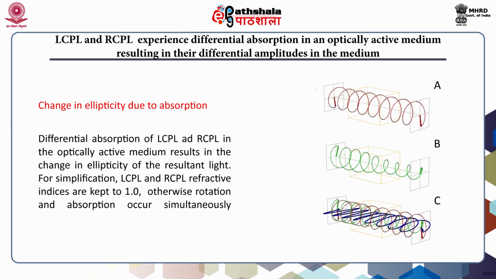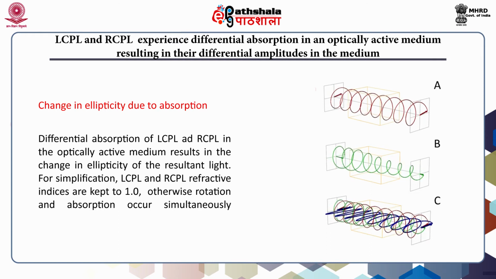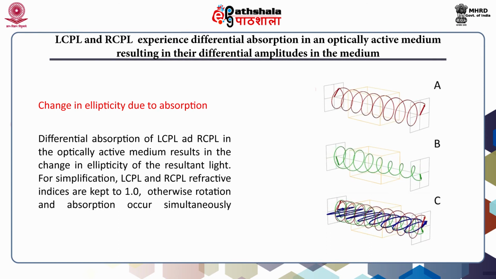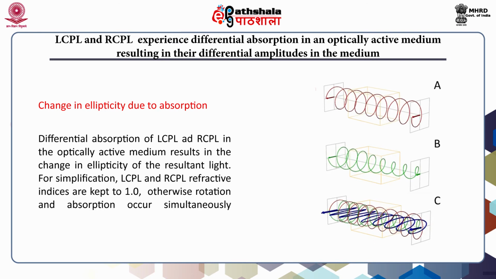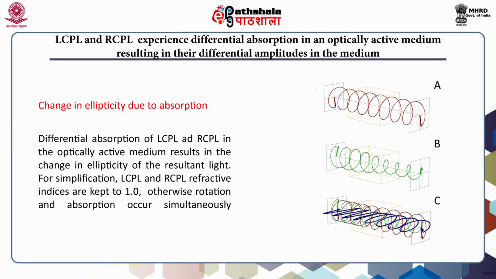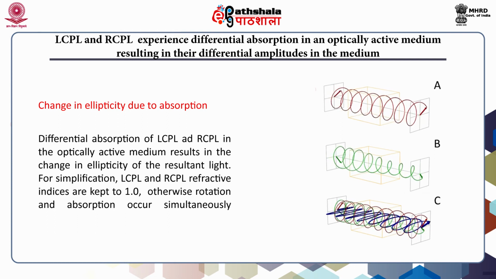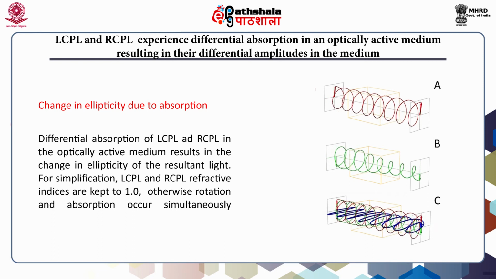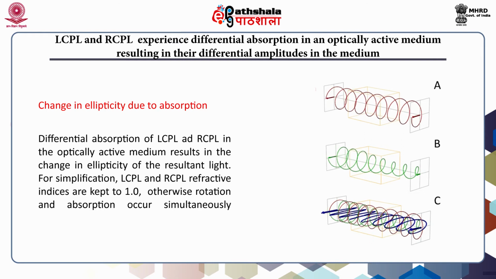And if you move to the second panel, in which the right-handed light is passing through the optically active media, in that case it is being absorbed in an exponential manner, just like the Beer-Lambert law. So when the path length increases, the light is absorbed exponentially. But once it is out of the box which contains the optically active media, there is no change.